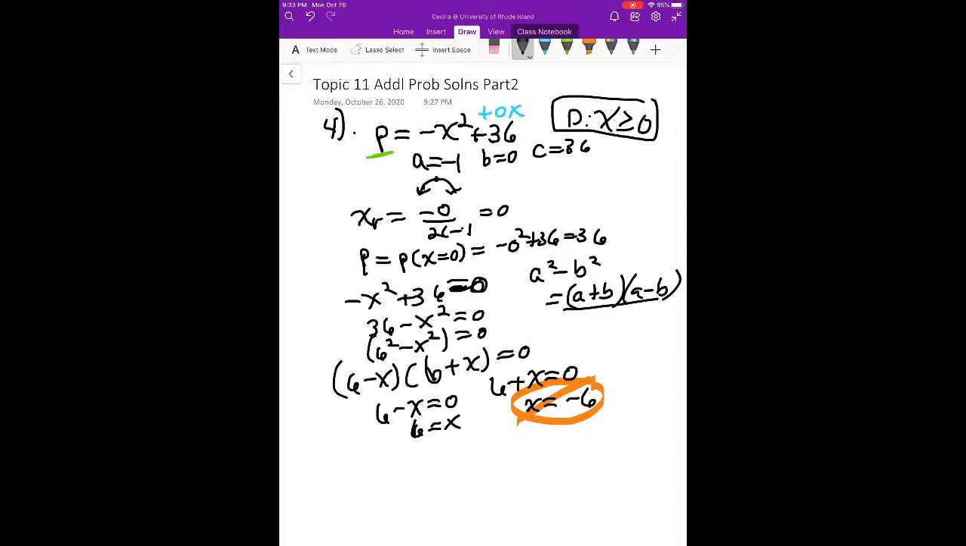So let us now put together what we know of our sketch of our demand curve. We know that the demand curve has a y-intercept at 36. So we're going to go to x equals 0 and a price of 36. We know that it's opening down, and we know that it has an x-intercept at 6. So let's go 2, 4, 6. And I'll go ahead and put it in green.